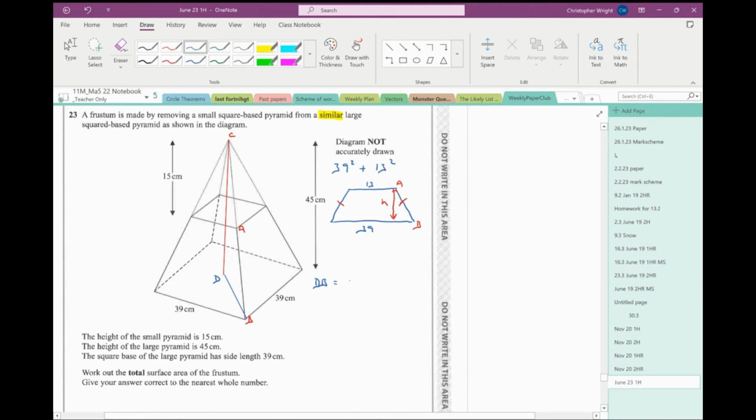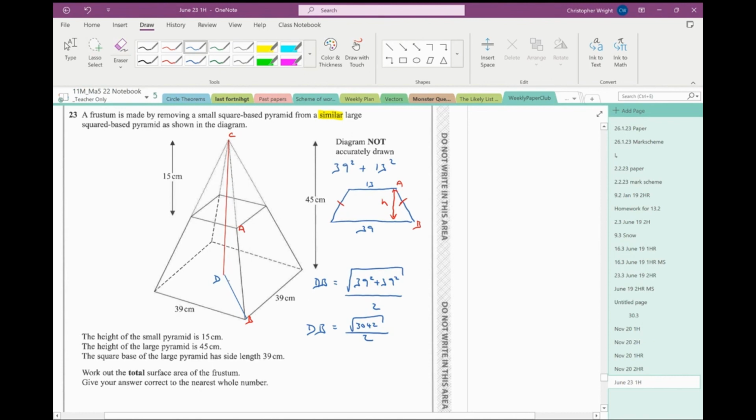the whole diagonal will be the square root of 39 squared plus 39 squared. That 39 squared plus 39 squared is 3042. So DB will be half of that. So DB, the base of my right angle triangle, is going to be the square root of 3042 over 2.